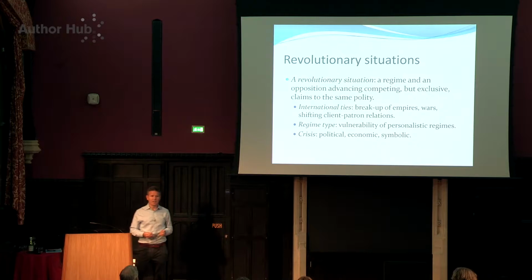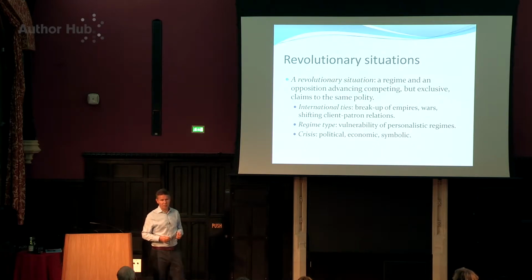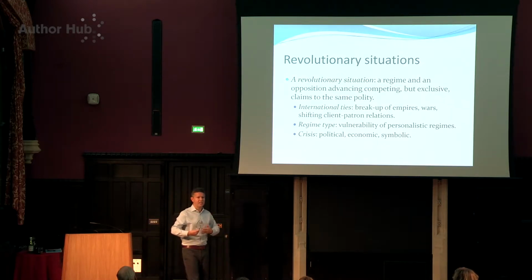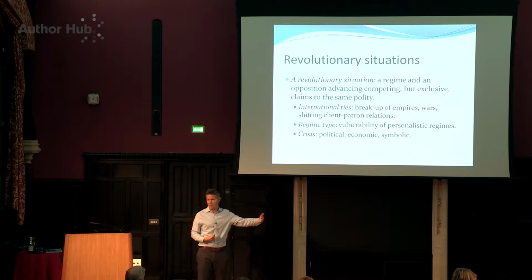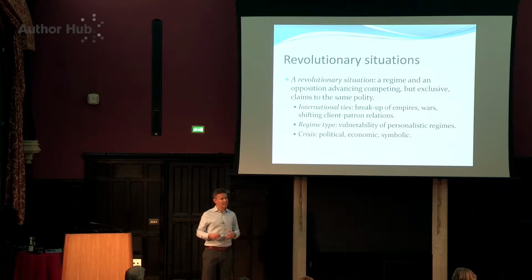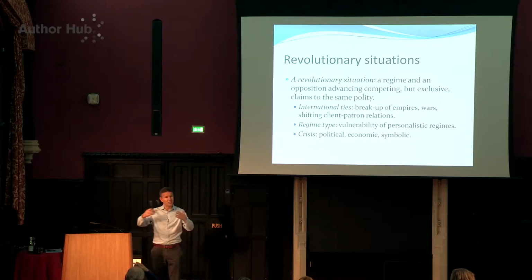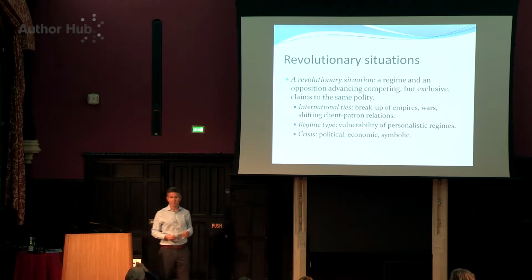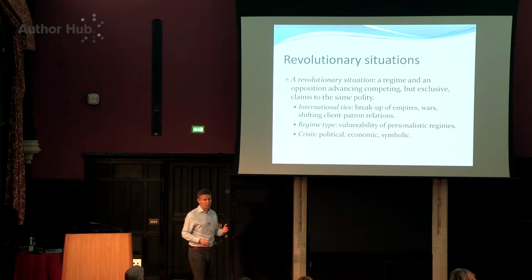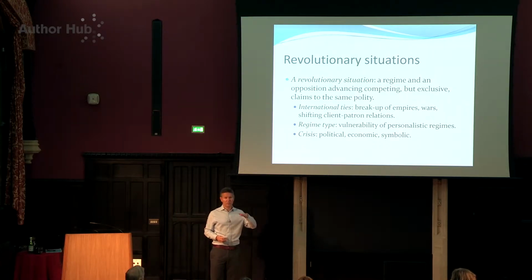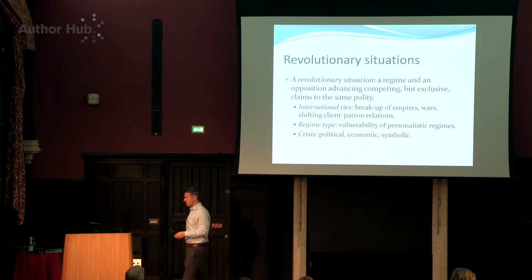Then you get this category of client-patron relations, which is really just a way of thinking about a state that's largely dependent on a more powerful backer. So here, the signal case is the Soviet system in Eastern and Central Europe, which effectively runs these satellite states. And time and again during the Cold War, the Soviets put down revolutions, or at least large uprisings in those states. East Germany, 1953, Hungary, 1956, Czechoslovakia, 1968.